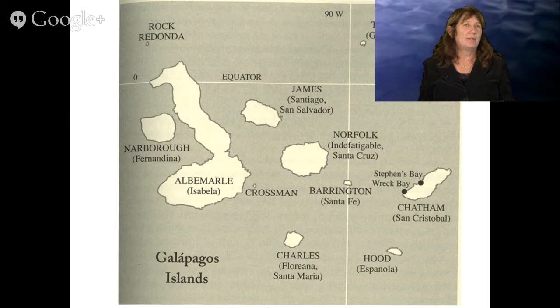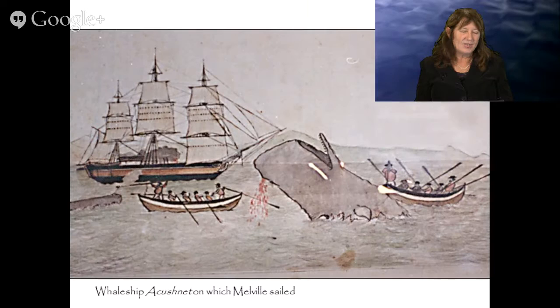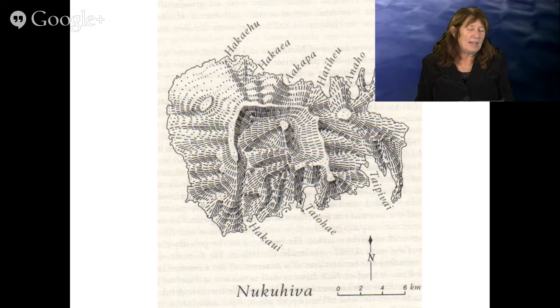So then back out to sea again. Here's a little closer shot of the Acushnet herself. As you can see, of course, the whaleboats around it. And then one of the formative things that happened for him was that he stopped at the island of Nukuhiva. The Acushnet stopped at Nukuhiva.